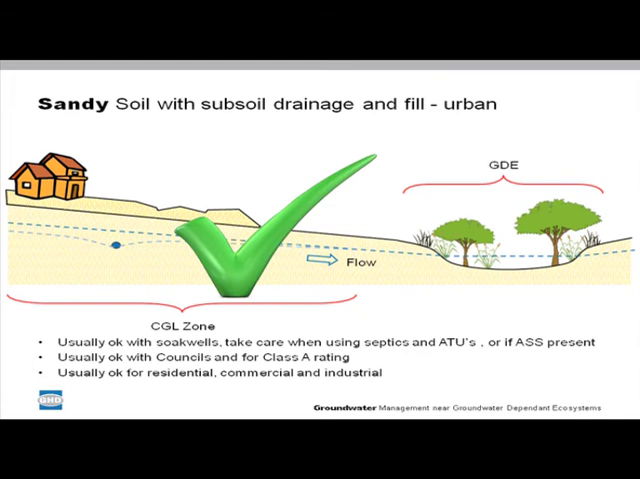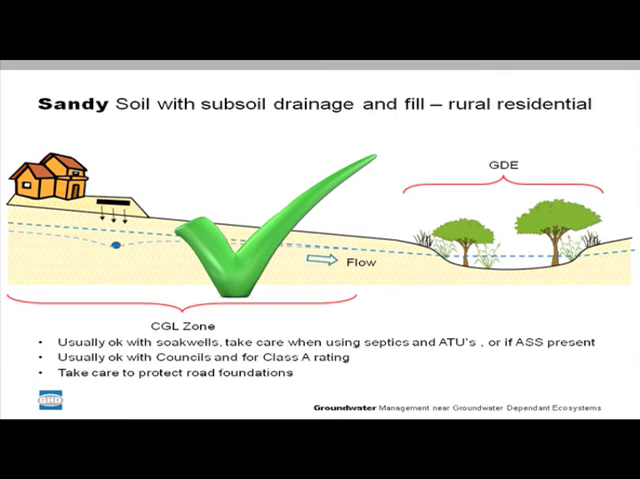The previous situation is for urban situations, but in a rural residential development, it will be cheaper to only provide fill for the building slabs and for using septics or ATUs. The previous caveats also apply, and care must be taken to protect road foundations if you're not planning on filling beneath your roads.